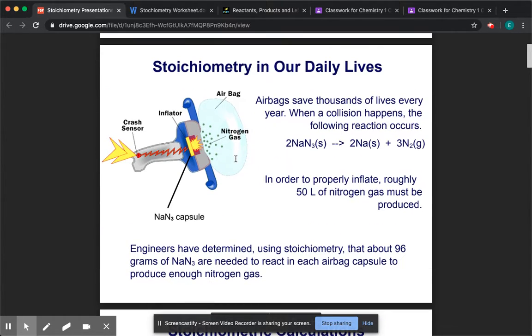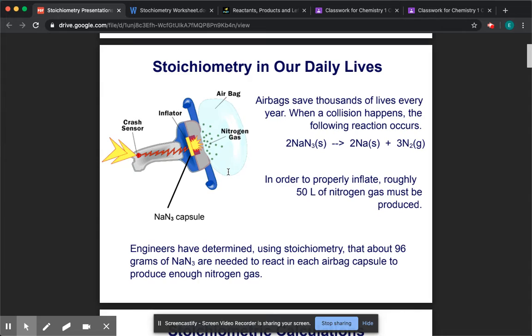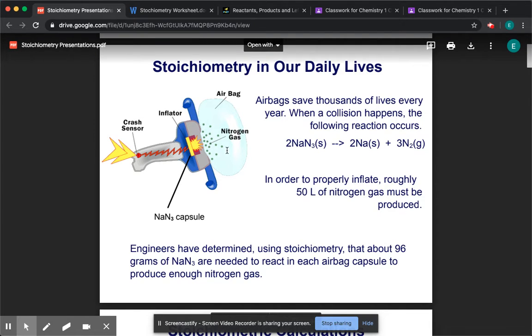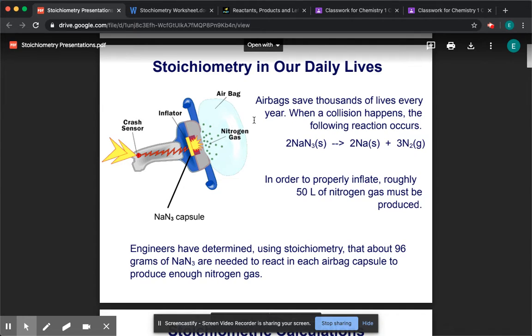So this is an example of when you would need to use stoichiometry. Airbags. Airbags are a safety mechanism in a car that activates upon a crash. How they inflate is via a chemical reaction. When you crash, something breaks. And when that thing breaks, it exposes a material to something else and creates a chemical reaction. And what that chemical reaction produces is gas. And this gas fills up the bag, and that's how you get your airbag.